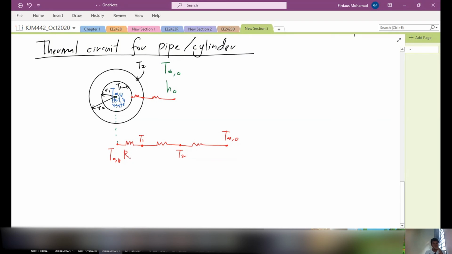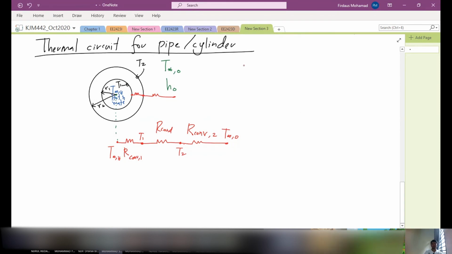So now for the first resistance, R apa? Convection. Dia ada gerakan flowing hot water. So R convection 1 kita namakan. And then daripada T1 to T2 ni apa? Conduction. Then daripada outer pipe punya surface to the environment ni apa? Convection juga, ada gerakan udara keluar. Okay, so this is our thermal circuit for this case.